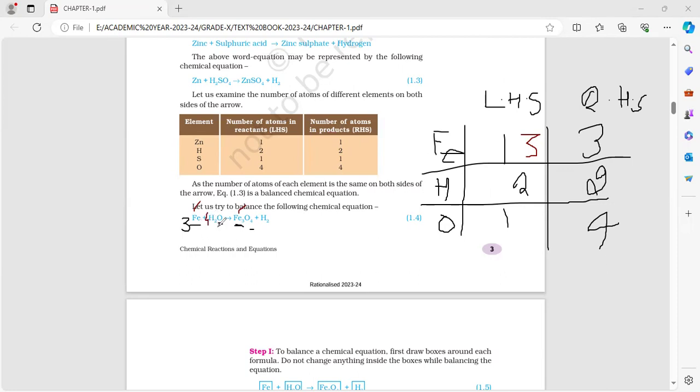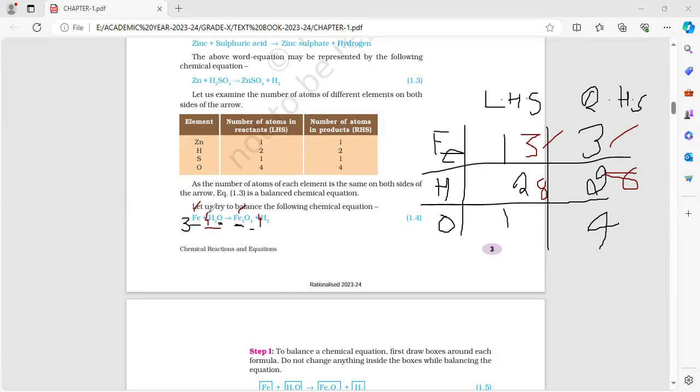Now check once again. Iron: left hand side three, right hand side three, balanced. Next, hydrogen. How many hydrogen here? Two previously, but when I put four here, it becomes two into four, eight. Now the left hand side has eight hydrogen atoms, and the right hand side only two. So how many do we need? Six more, so I'll keep four here. Two fours are eight. Is it balanced? Yes, it is balanced. Now come to oxygen.